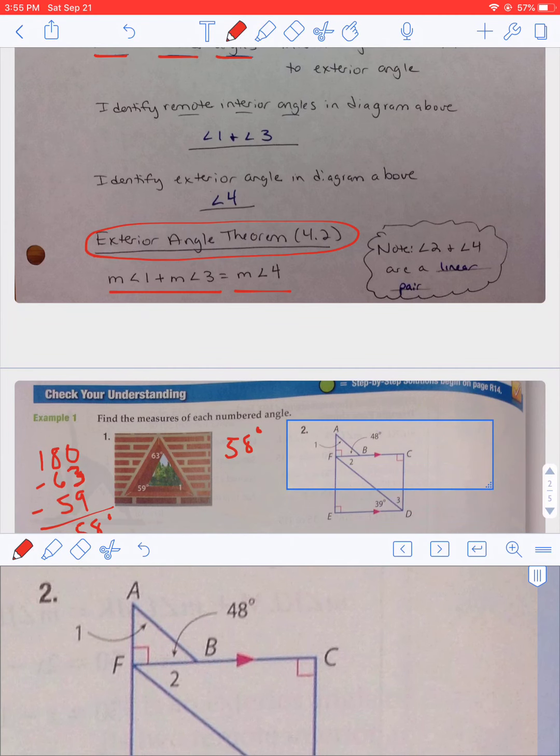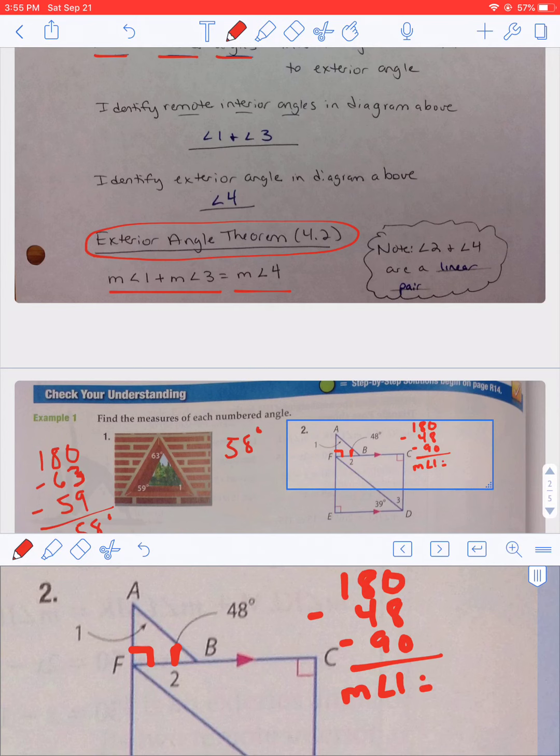Okay, so number 1 is part of this right triangle here on the top, and as you can see, they give us the 90-degree angle right here. They also give us this angle right here is 48. So this is going to be pretty simple, just like number 1. You're just going to take 180, subtract 48, subtract 90, and that'll let you know how much angle 1 needs to be. So your measurement of angle 1 is equal to 42.